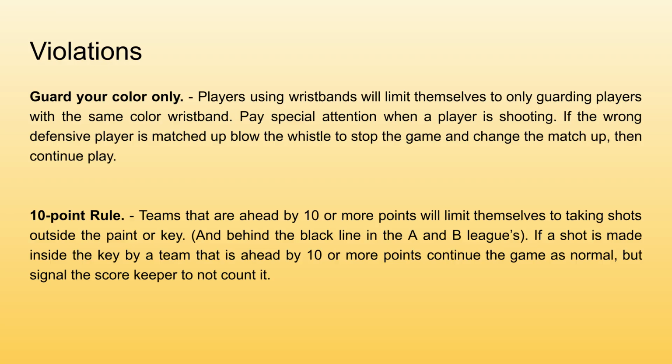10-point rule. Teams that are ahead by 10 or more points will limit themselves to taking shots outside the paint or key, and behind the black line in the A and B leagues. If a shot is made inside the key by a team that is ahead by 10 or more points, continue the game as normal, but signal the scorekeeper to not count it.